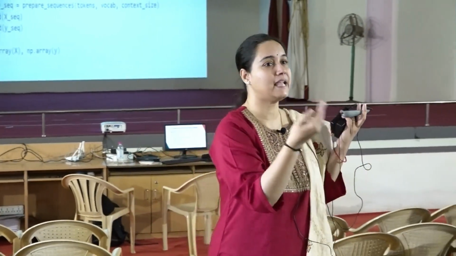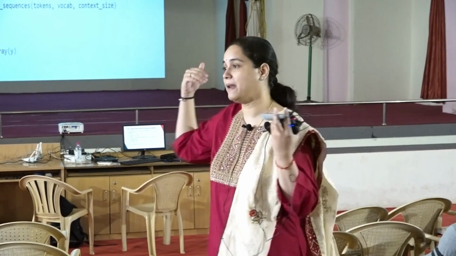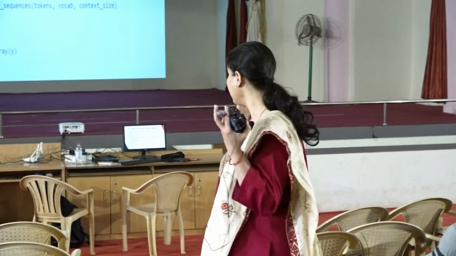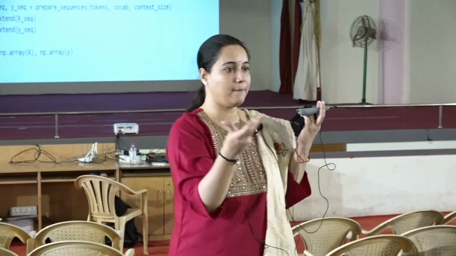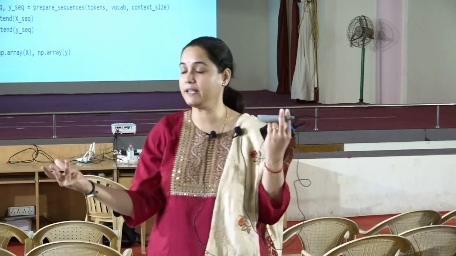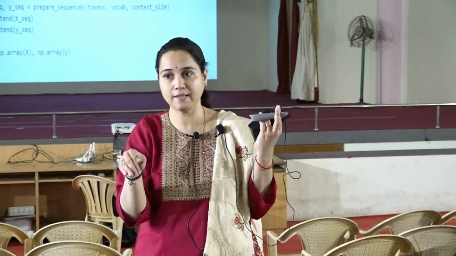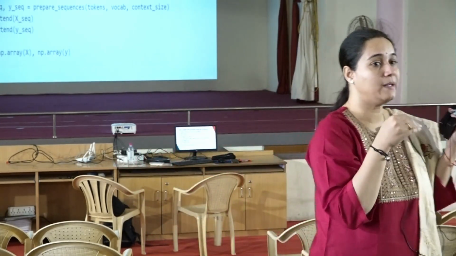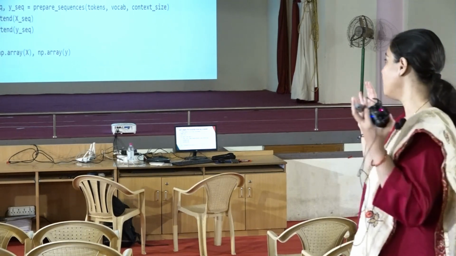Understood? So now what am I doing? My aim is to get X and Y out of applying the method I just created, prepare sequences, wherein I am passing 3 parameters. One is tokens. Tokens is your data frame tokens that you are passing. One is vocabulary, which you created as a dictionary already way ahead. One is context size, which you are assuming here to be by default 3. All 3 you will be passing now and getting your data set prepared, wherein now the output here will be returned as X and Y.